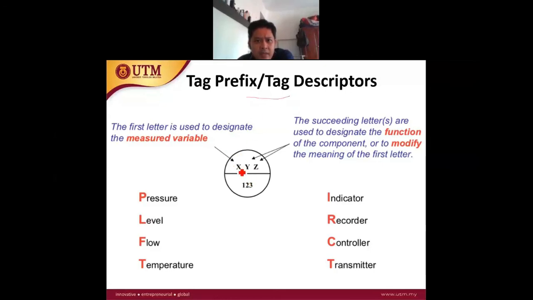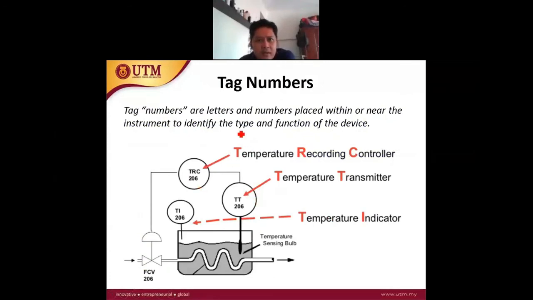For example, the first letter X is the measured variable. It can be P, L, F, or T. The second, succeeding letter is the function of the component, or modifies the meaning of the first letter. The second letter can be I, indicator, recorder, controller, or transmitter. We will go into that. And the bottom one is the series number of the equipment.